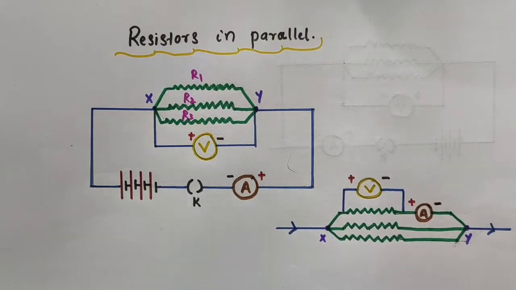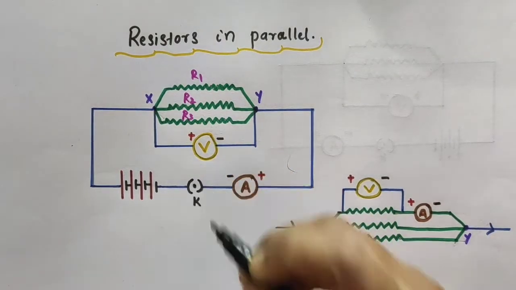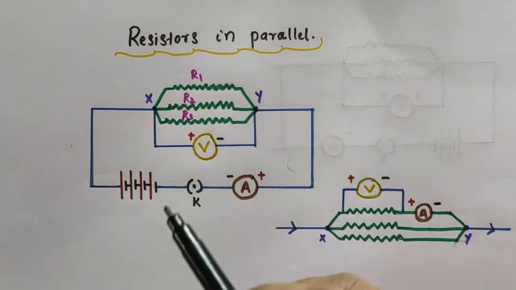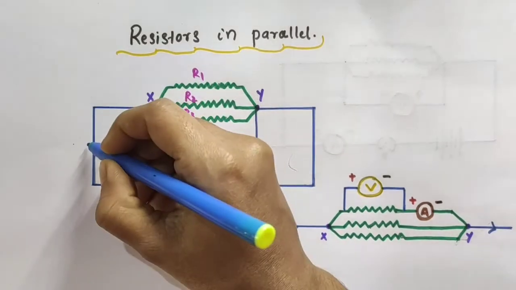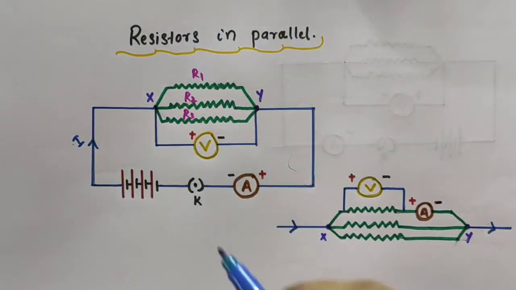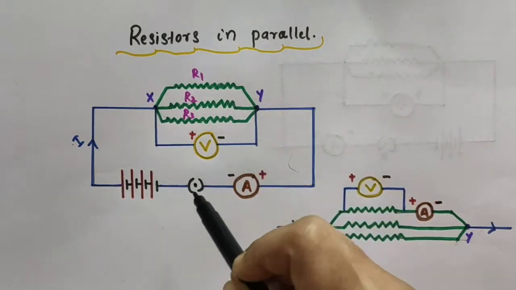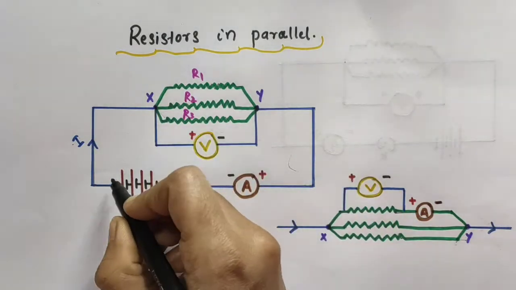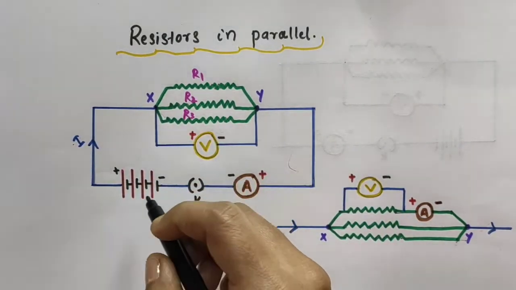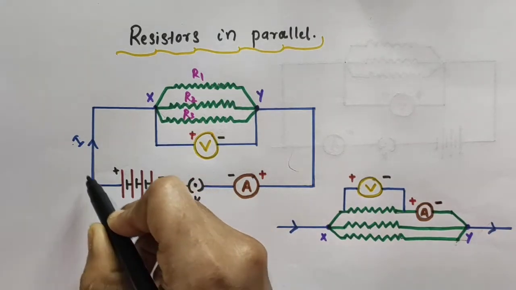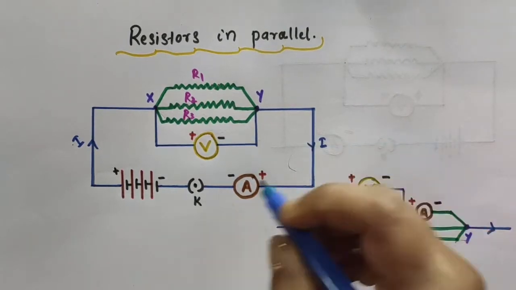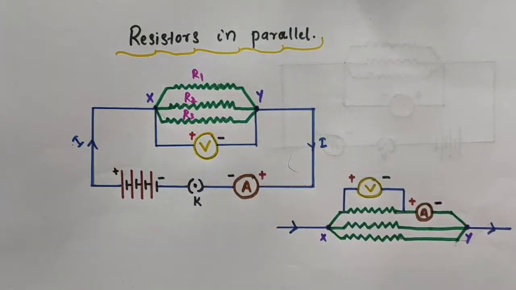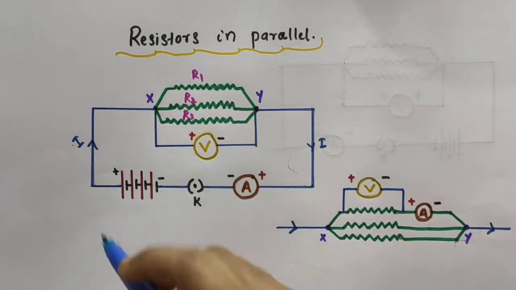Now, when the key is plugged in, the circuit becomes a closed circuit and current starts to flow. So let I be the current which is flowing through this circuit. Because this is the positive terminal of the battery, this is the negative terminal of the battery. We know that the direction of current is taken from the positive terminal to the negative terminal. So I is the current which is flowing through the whole circuit, that is from the positive terminal to the negative terminal of the battery in this circuit like this.